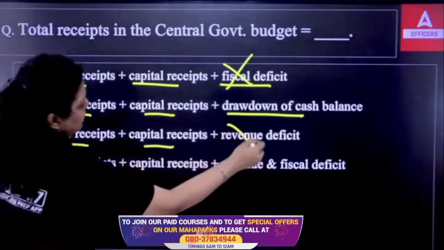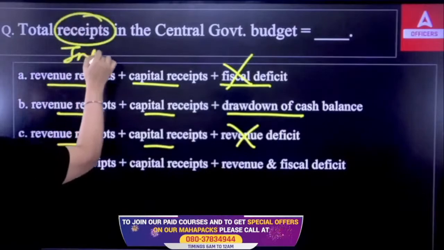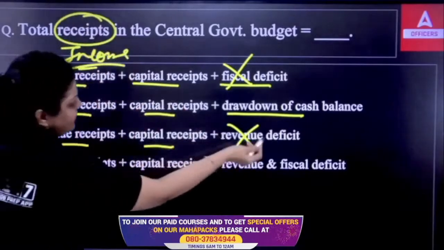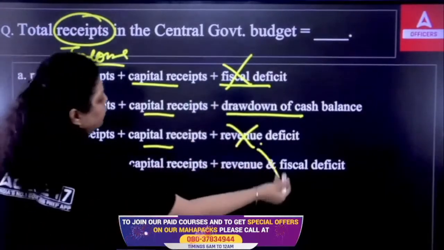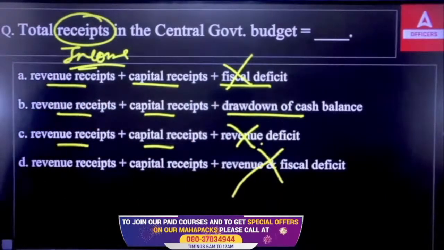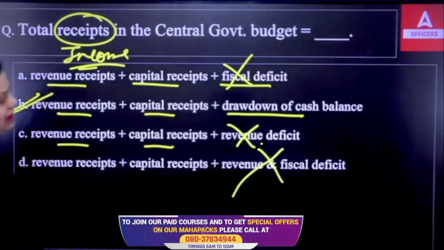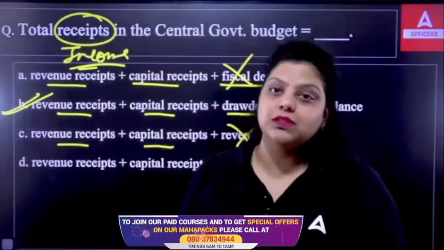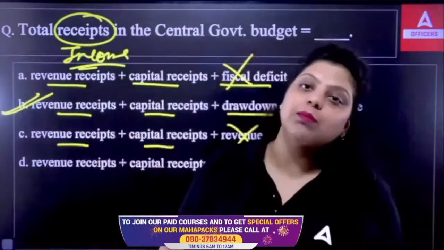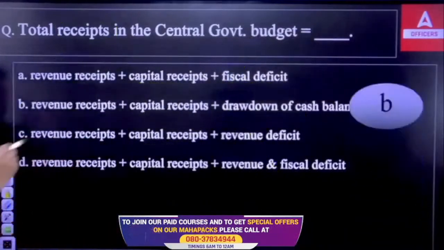Revenue, capital, again deficit. Deficit is not your receipt. Total receipts means we are finding out the income of the government of India. Deficit is not an income of the government. That's why the first and third will be wrong, and the fourth one will also be wrong because it is including deficit. So the total earning of the government is revenue receipts plus capital receipts plus the drawdown of cash balance. Whatever cash balance was there is also the income of the government of India. That's why it is the right option, option B.